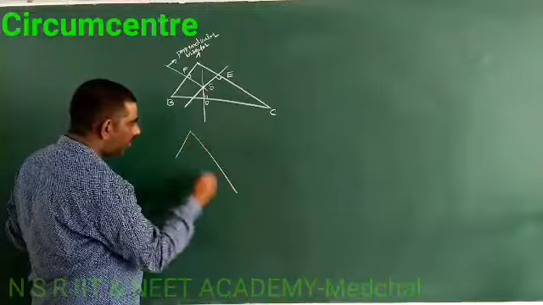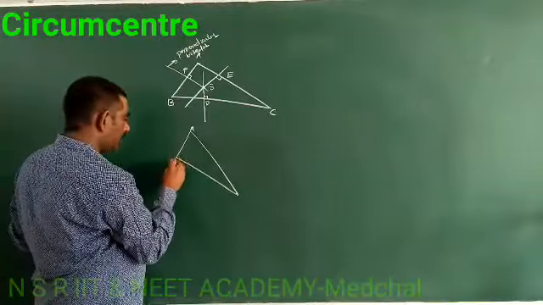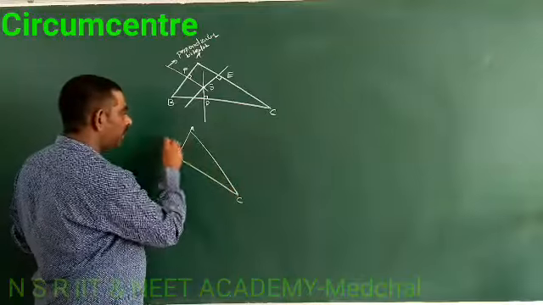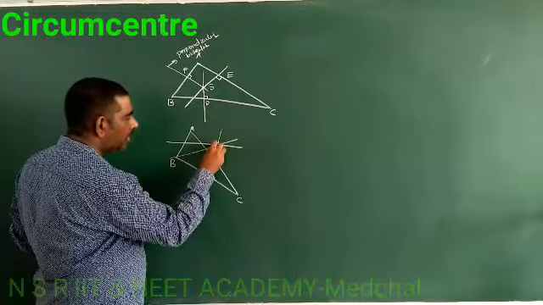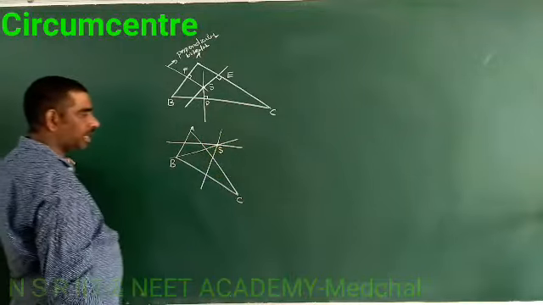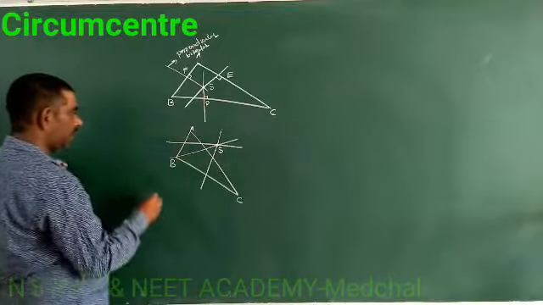Suppose that is an obtuse triangle ABC. In an obtuse triangle, the circumcenter lies outside the triangle. The circumcenter lies outside of the triangle.